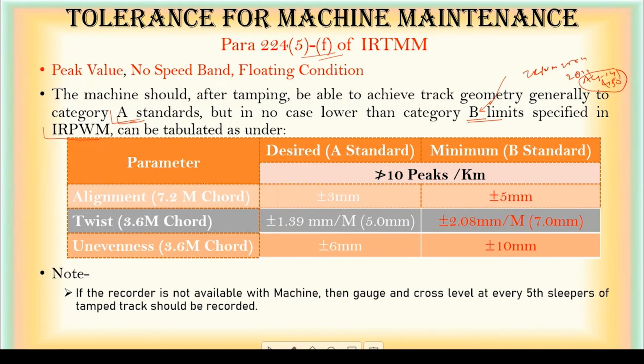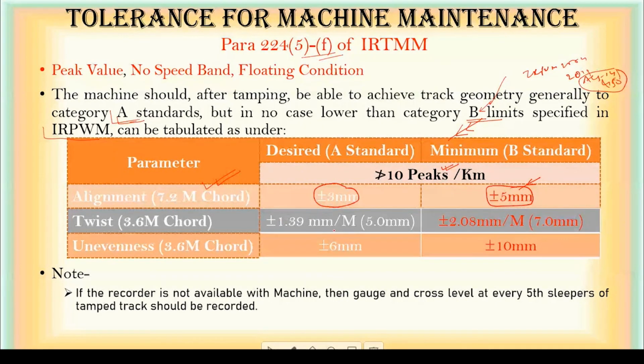It says that alignment, when measured on a 7.2 meter chord of a newly maintained track by, say, a tamping machine, the peaks should not increase more than 10 peaks per kilometer, and the desired output should be within ±3 mm in case of alignment. But in any case, peaks more than 10 per kilometer should not be beyond 5 millimeter per kilometer. If it is worse than this, we can say that the machine is not giving proper output.